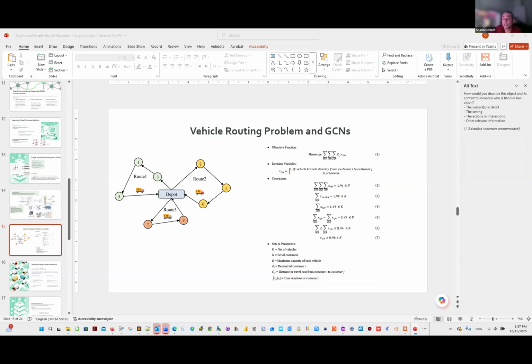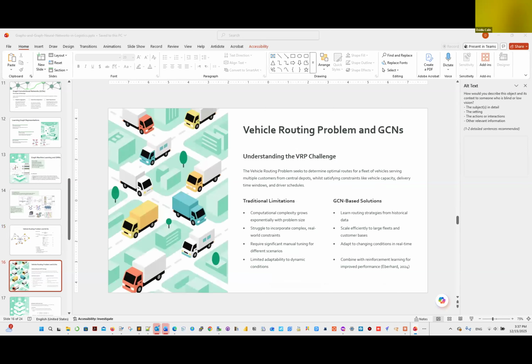Most of the solutions being deployed in industry are heuristics, which are good, but there is no guarantee of optimality. So the idea is whether we can do this with machine learning, with graph machine learning, or not.